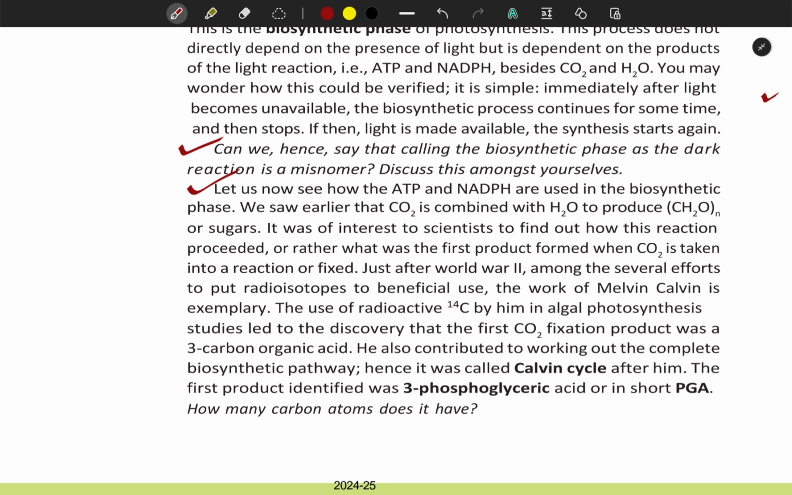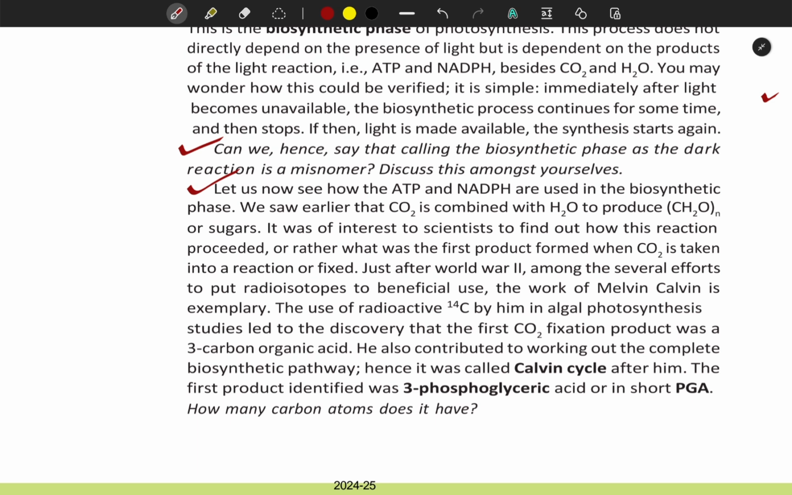Just after World War II, among the several efforts to put radioisotopes to beneficial use, the work of Melvin Calvin is exemplary. The use of radioactive C14 by him in algal photosynthesis studies led to the discovery that the first CO2 fixation product was a 3-carbon organic acid. He also contributed to working out the complete biosynthetic pathway, hence it was called the Calvin cycle after him. The first product identified was 3-phosphoglyceric acid, or in short PGA.